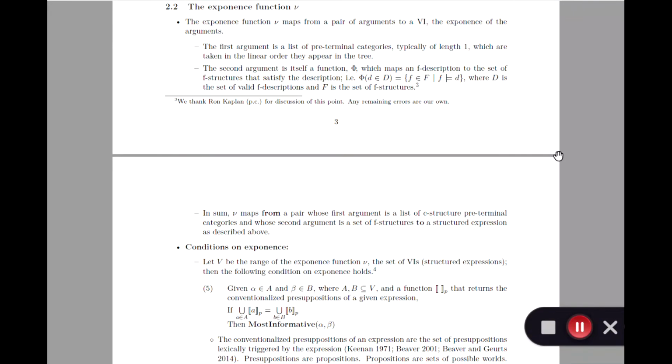And the second argument of this function is itself a function phi, which maps the F description, which should match the F descriptions in the C structure nodes, to a set of F structures that satisfy that description. And so V maps from a pair whose first argument is a list of C structure pre-terminal node categories, and whose second argument is a set of F structures, to a structured expression, the VI itself.